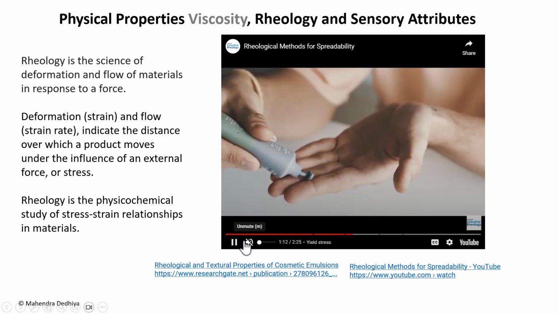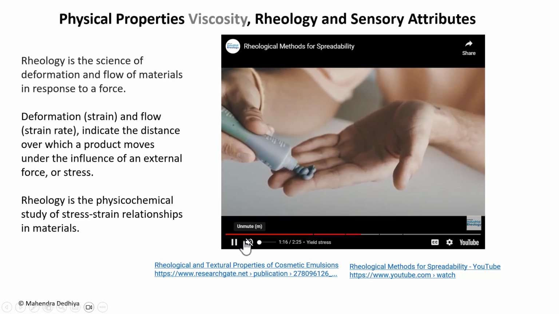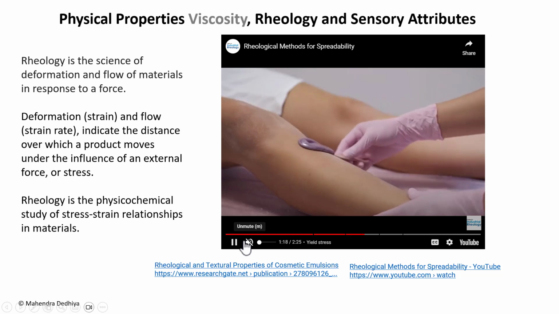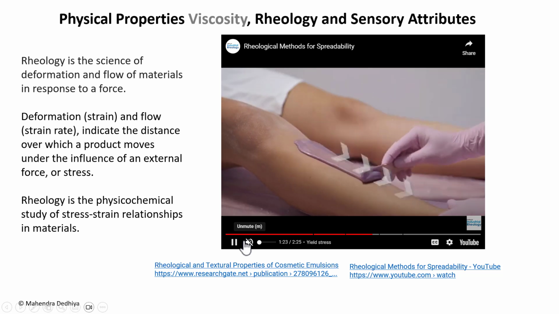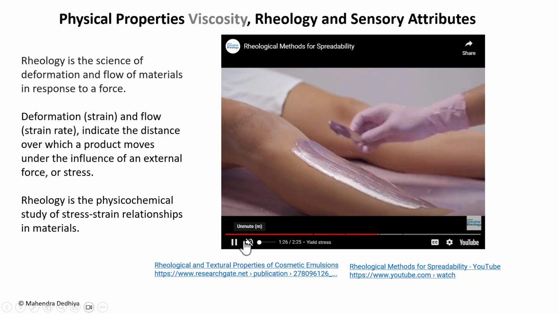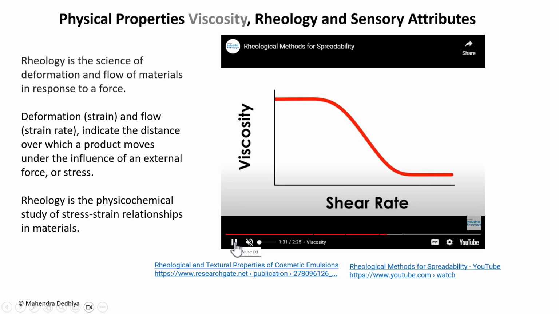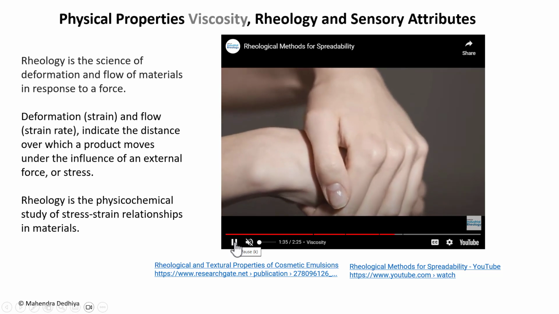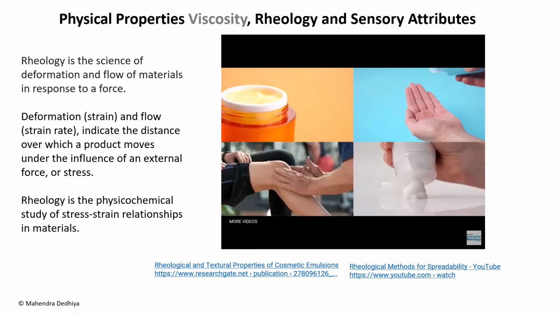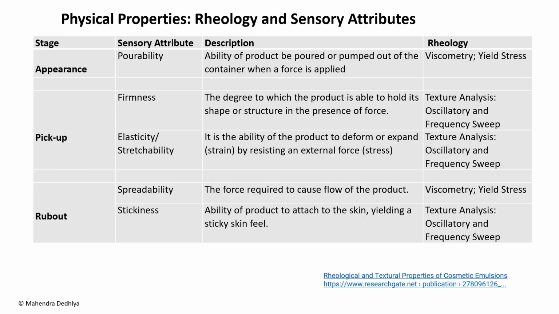Initially, material will not flow below the yield stress. Then it will flow when we apply shear force. This is viscosity. Viscosity and shear rates are a curve. It's not a single point. Physical property, rheology, and sensory attributes. We can now relate them to appearance.